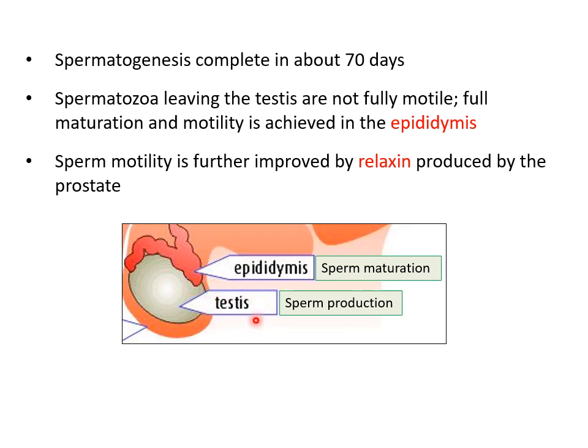It means that testis is the site for production of the sperm and epididymis is the site for the maturation and also storage of the sperm. The sperm motility is further improved by the hormone relaxin, which is present in the prostate gland.